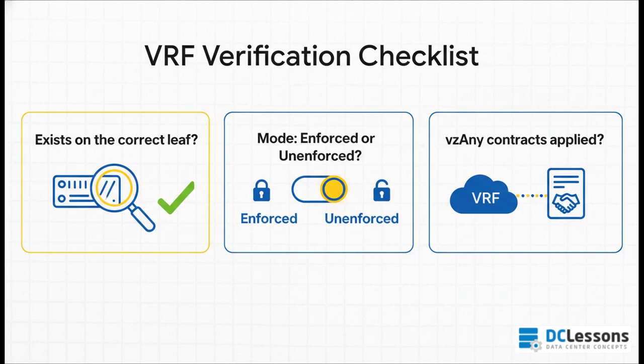So what do we check? First off, does the VRF even exist on the leaf switch where your endpoint is plugged in? ACI's smart. It only pushes a VRF down to a leaf if there's an actual EPG using it there. Next, and this is a big one, check its mode. By default, it's enforced, which basically means EPGs are in solitary confinement. They can't talk to anyone else without a contract. If things aren't working, this is a prime suspect. And lastly, see if any vzAny contracts are applied. They're powerful, but they apply rules to the entire VRF and can definitely cause some unexpected headaches.